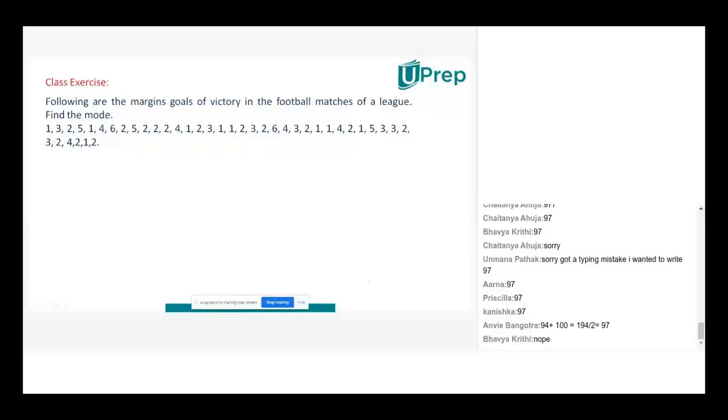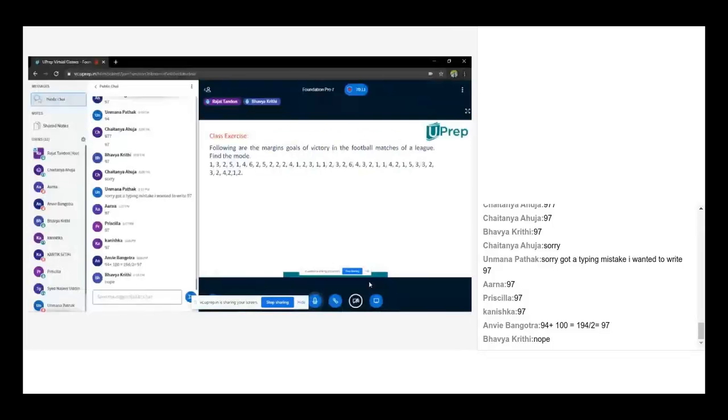Following are the margin goals of victory in the football matches of a league. Guys, what do you understand by margin goals of victory? Anyone who can explain this? It's simple to find the mode, but what do you think is the margin goals of victory? What is he trying to say? Unmute and speak. I cannot alternate between screens now.